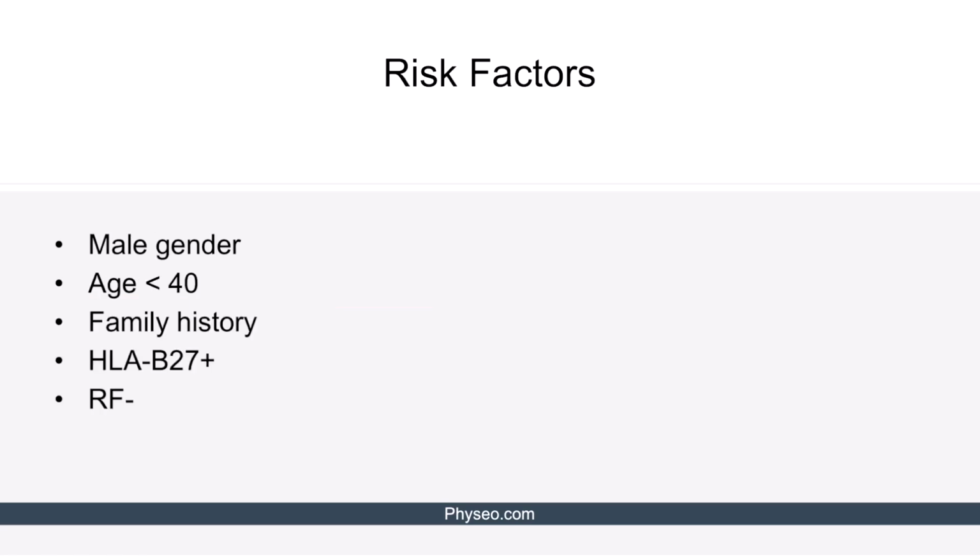Ankylosing spondylitis is far more common in males, particularly those younger than 40. A positive family history makes the disease more likely. And this makes sense given that HLA-B27 is a genetic marker inside the body that tends to be positive in each of these seronegative spondyloarthropathies. Finally, rheumatoid factor, of course, should be negative, because this is a seronegative condition.